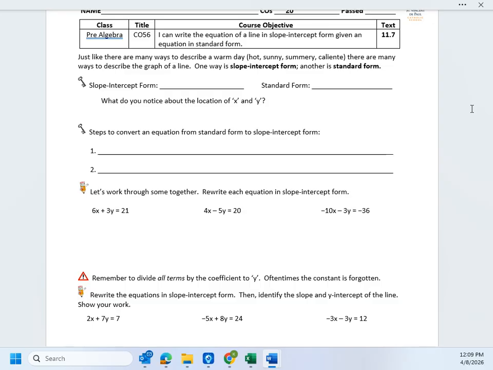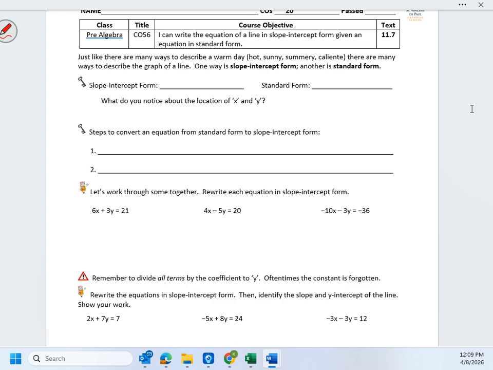So just like there are many ways to describe a warm day, it could be hot, it could be sunny, it could be summery, it could be caliente, there are many ways to describe the graph of a line. One way is slope-intercept form. Who can tell me what slope-intercept form is? Laurel. Y equals mx plus b.